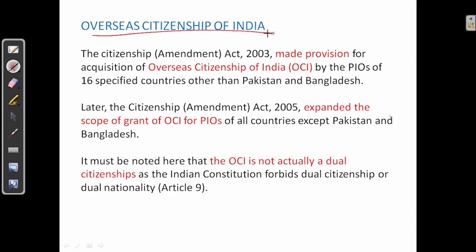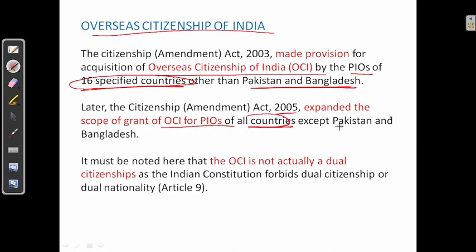Overseas citizenship of India. The Citizenship Amendment Act 2003 made provisions for acquisition of overseas citizenship of India by persons of Indian origin of 16 specified countries other than Pakistan and Bangladesh. Later the Citizenship Act of 2005 expanded the scope of grant of OCI for PIOs, that is persons of Indian origin, for all the countries. Earlier it was only for 16 specified countries. Later in 2005 it was expanded to all countries except Pakistan and Bangladesh.